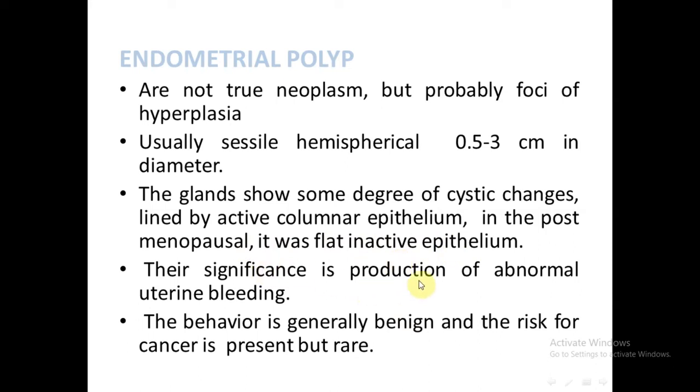Their significance is production of abnormal uterine bleeding, which is a common clinical feature of endometrial polyp. Behavior is generally benign, and the risk of cancer is present but rare.